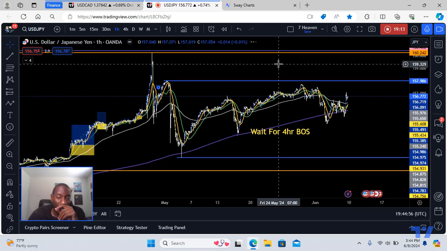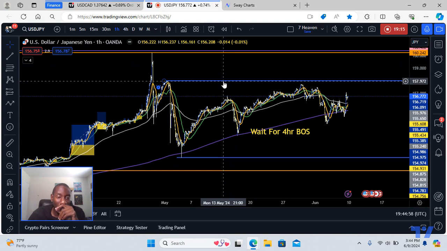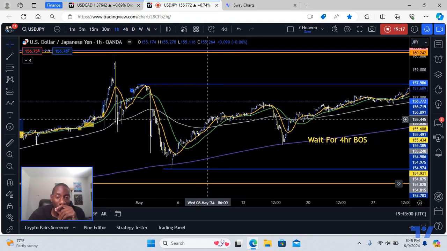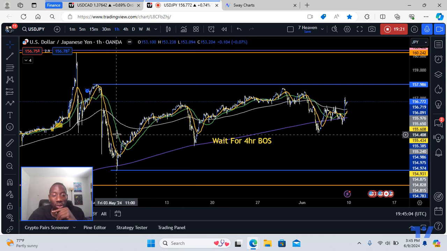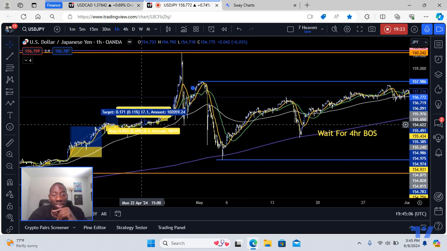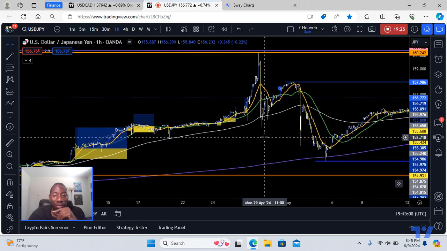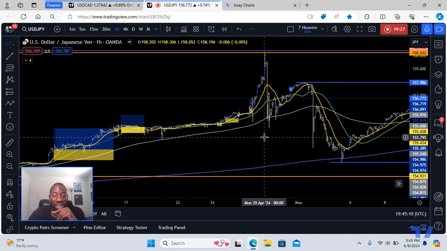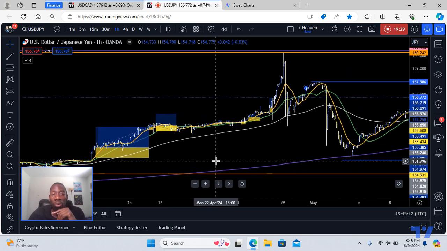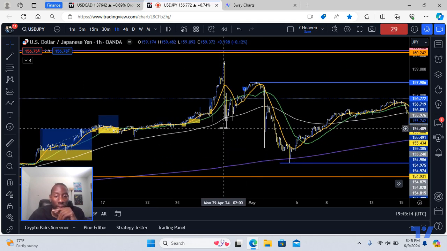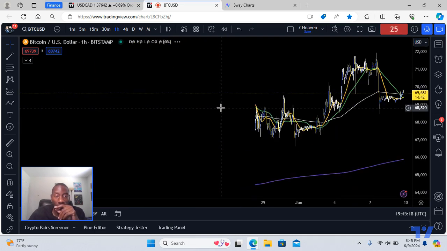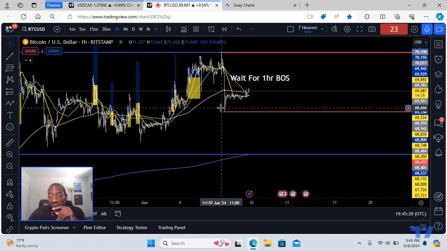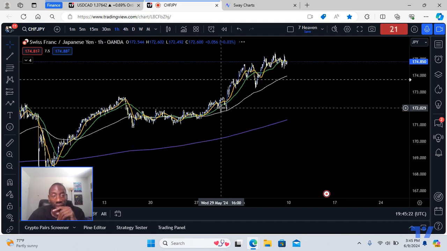And USD JPY is a little different. We've been in this 4-hour structure for quite a long time, since May 3rd. We haven't reached there, but something tells me this week the JPY pairs are going to go crazy. So I'm looking forward to that, right? And Bitcoin's doing this Bitcoin thing.